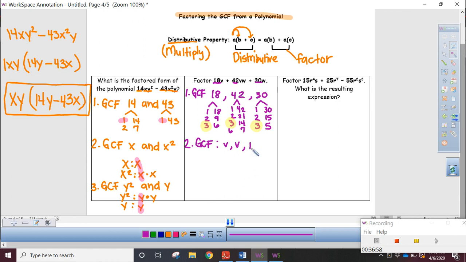So it does not have a common factor of the b, because we're trying to check to see what do they have in common? What do all three of the terms have in common? Not just 2 of them, but we're trying to see all 3 of them. What do they have in common?